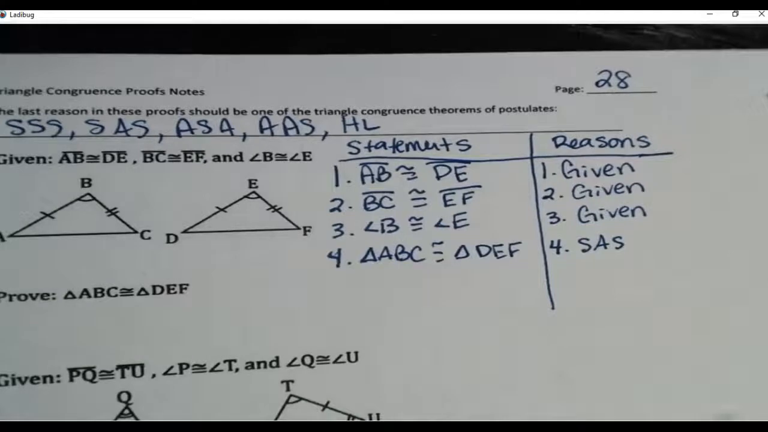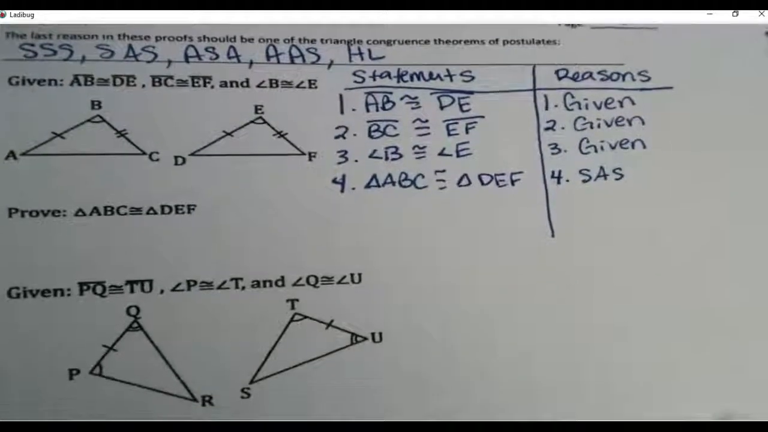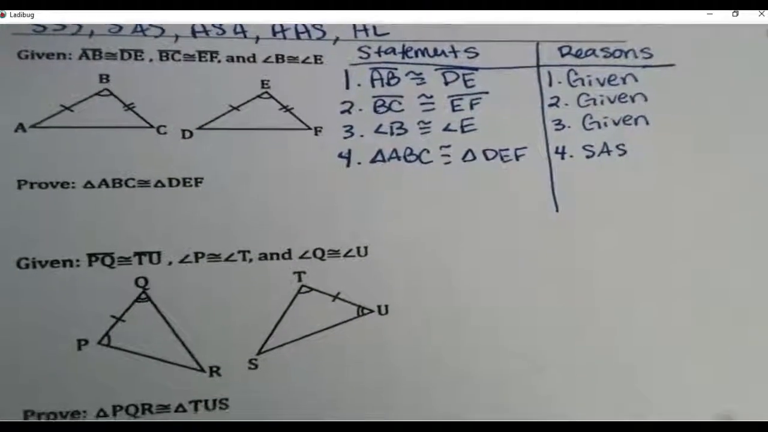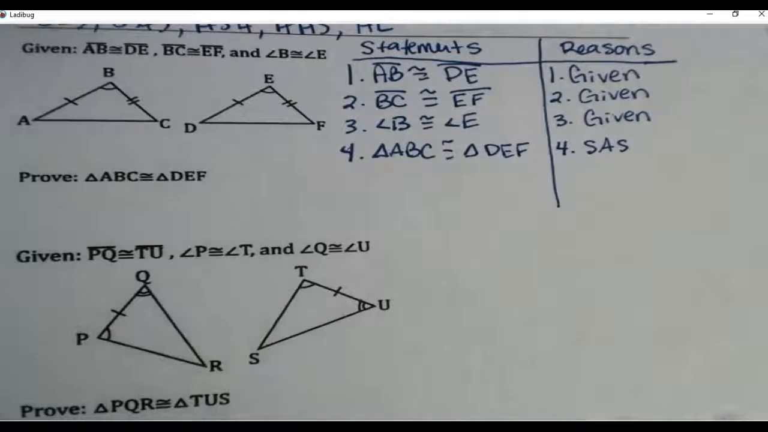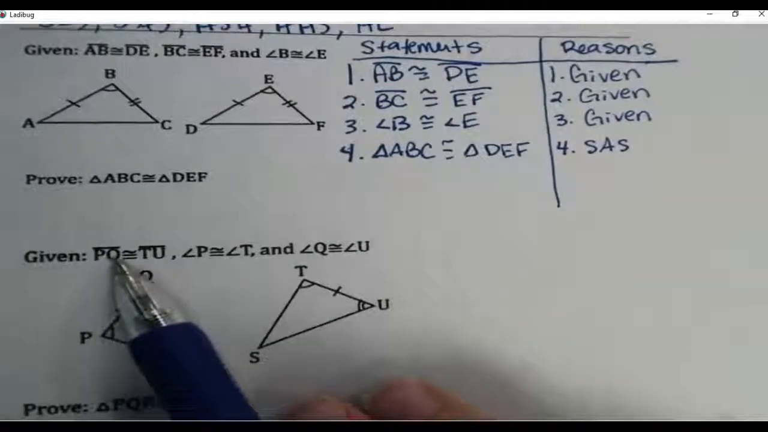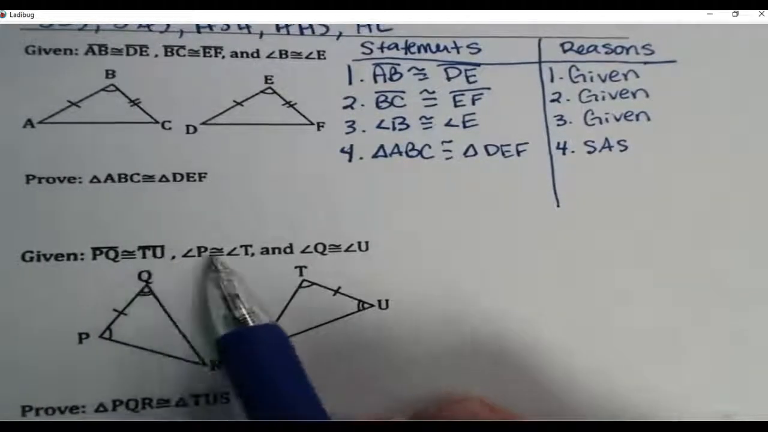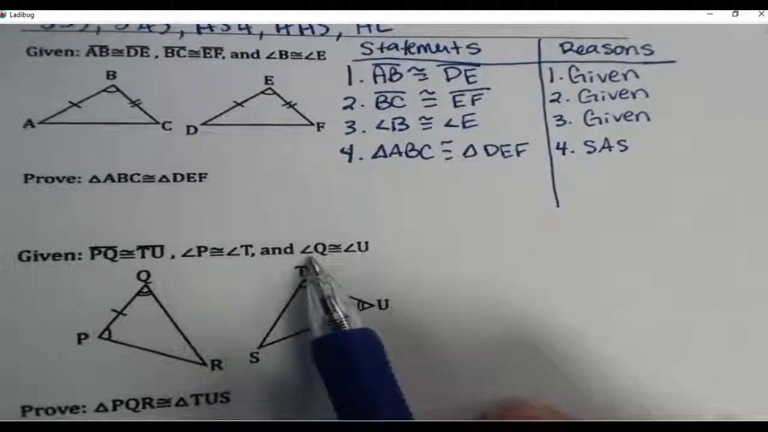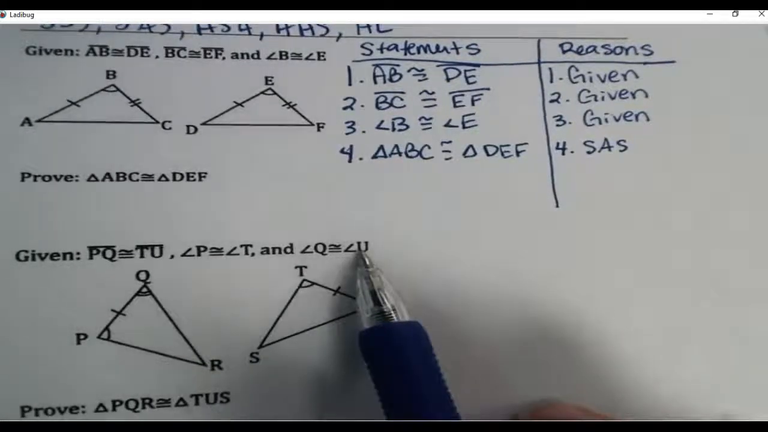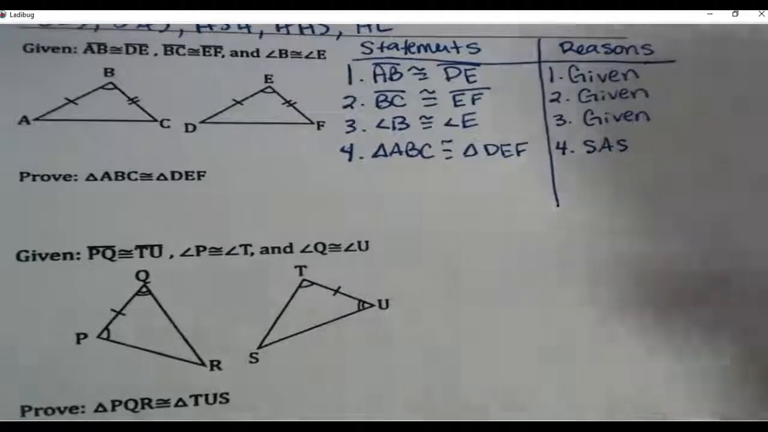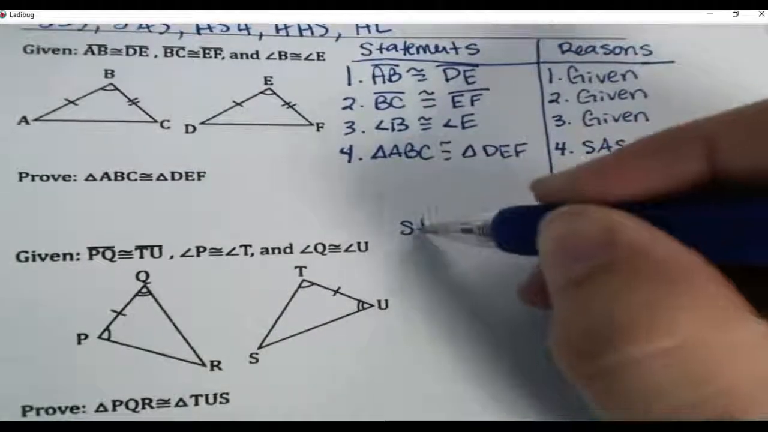Any questions on that? So that was pretty easy. It told us everything we needed to know. Let's look at this second one. So on the second one, again, we're given PQ is congruent to TU, angle P is congruent to angle T, and angle Q is congruent to angle U. So again, we're given 3 things. So our first 3 things are givens.